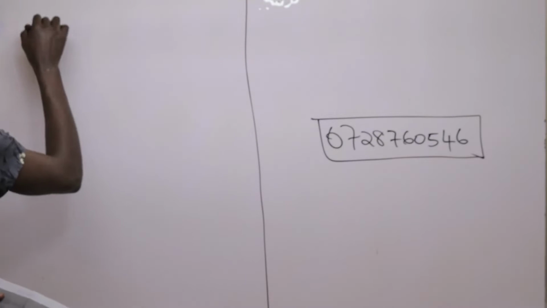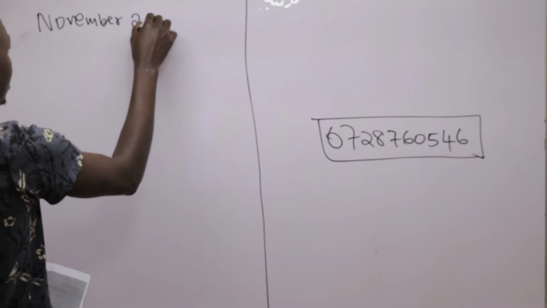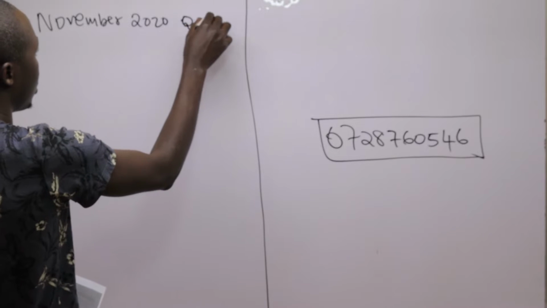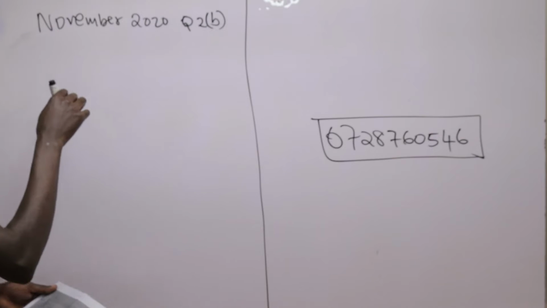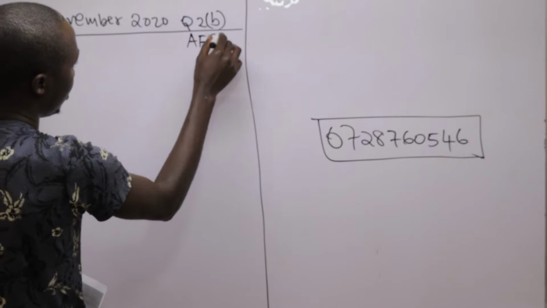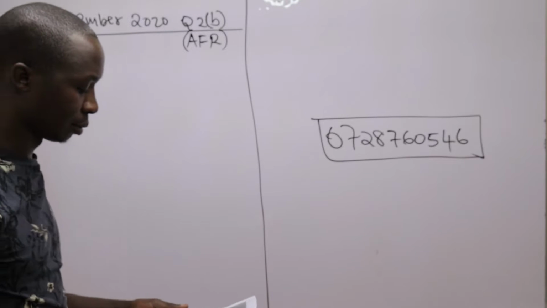Anyway, for today's session, I would like to do one question from November 2017. That is November, not 2017, but 2020, sorry. November 2020 question, question 2B. So this is from the AFR, as you call it, advanced financial reporting. A consolidation question, whereby you are told that.